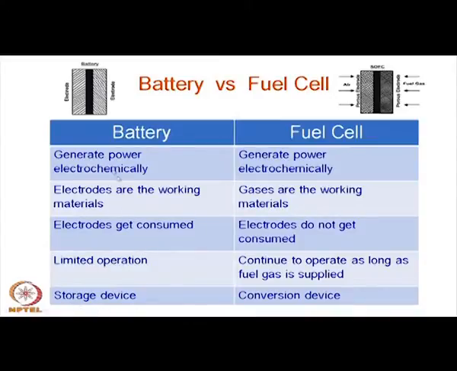A battery is basically a storage device. It stores energy, chemical potential and chemical energy, which can be converted on site into electrical power, whereas a fuel cell is basically a conversion device. It does not store the power, because the source of energy, the chemicals, is outside the system, whereas in a battery the source of energy is within the system. So, that is the difference between a battery and a fuel cell, although both of them are basically electrochemical devices.